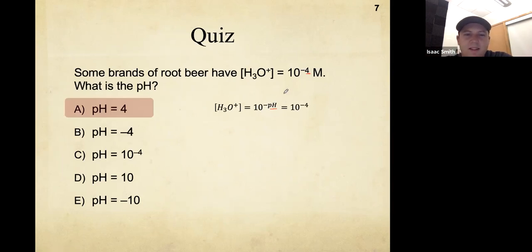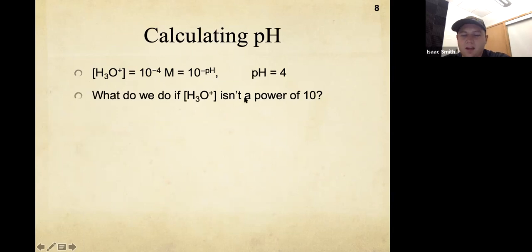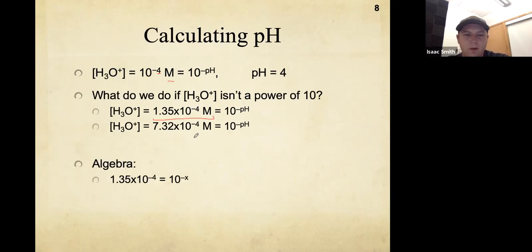All right, so now we're going to talk about calculating pH. So far we've said if the exponent is 4, then the pH is 4. That's really simple. That's if we say that the hydronium concentration equals some power of 10 molar. Well, what if the hydronium concentration isn't a power of 10? Usually we see concentrations like this, something weird, 1.35 times 10 to the negative 4 molar, or 7.32 times 10 to the negative 4 molar.